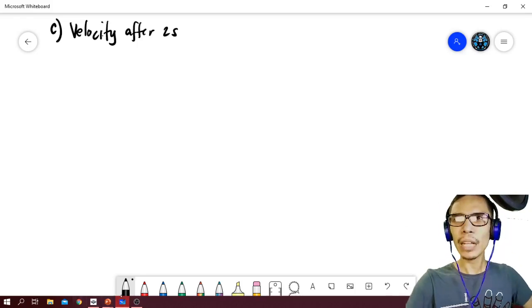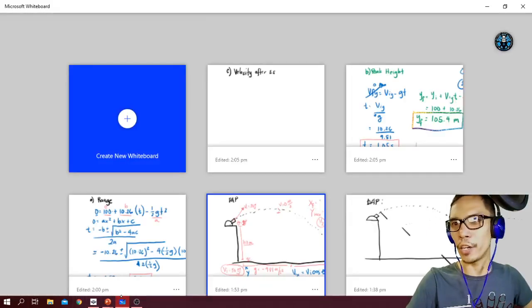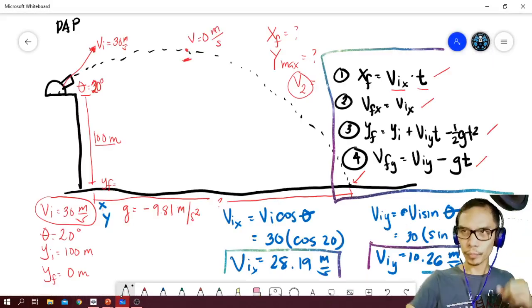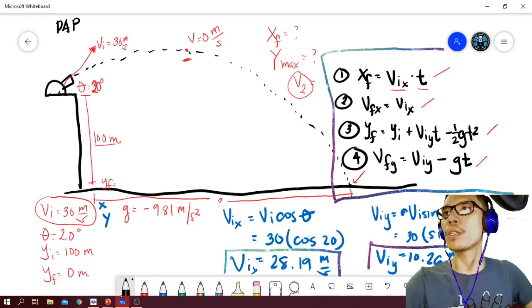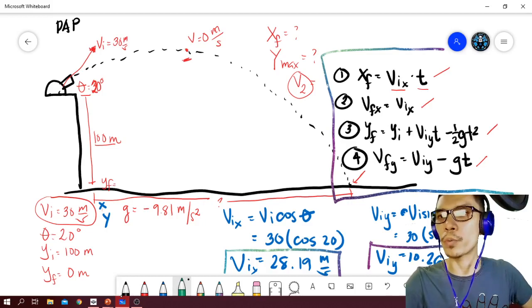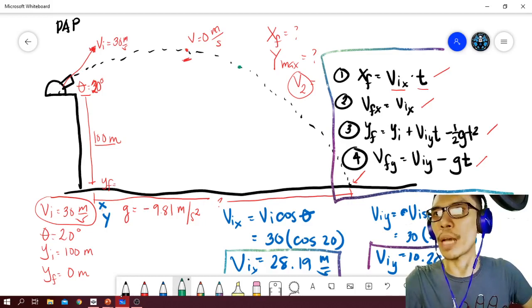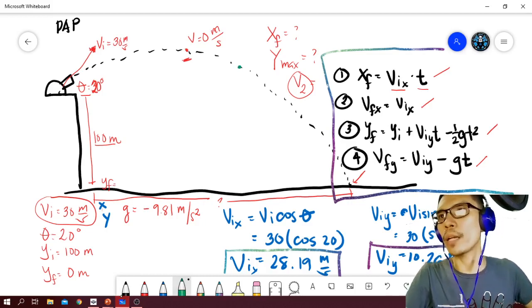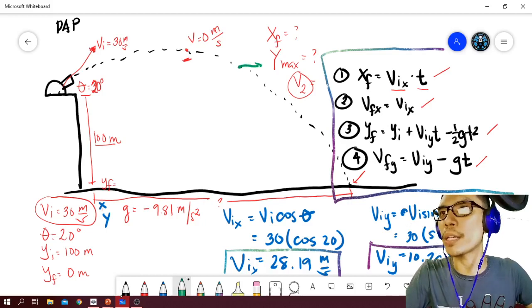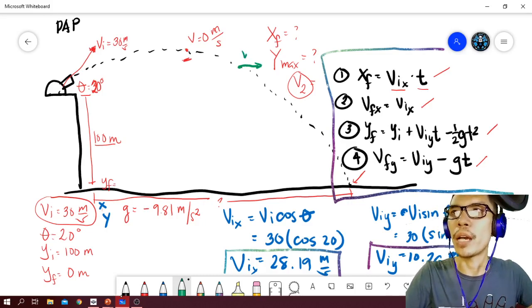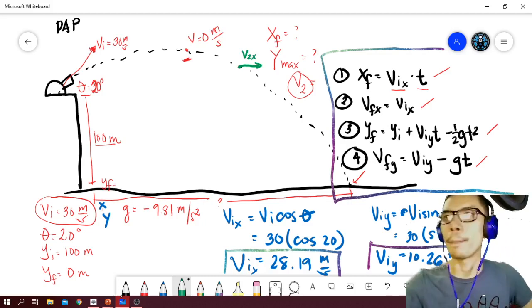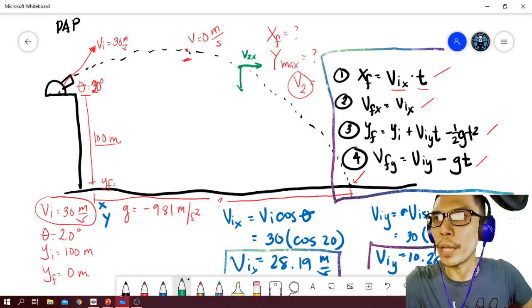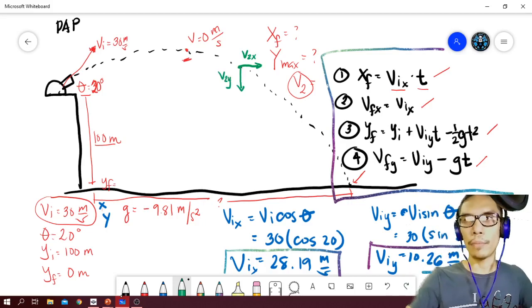Let's go back to the drawing that we did earlier. Suppose this is the 2-second mark. At the 2-second mark, you have your x component, which we can call v2x. It also has the y component, which we can call v2y. So we have the v2y and v2x.